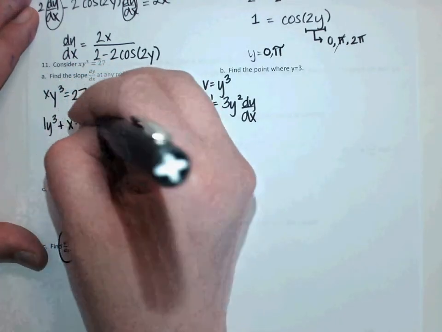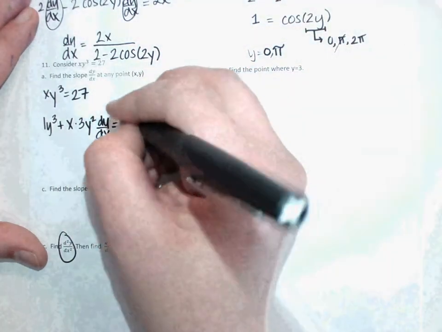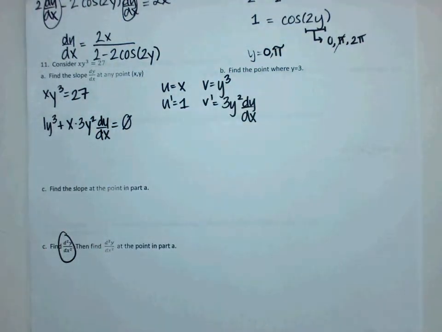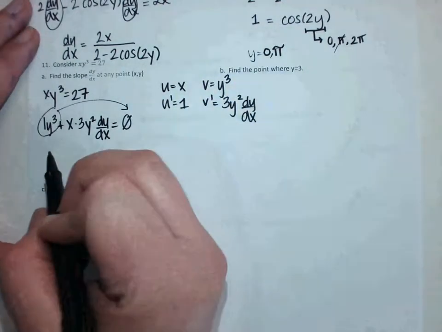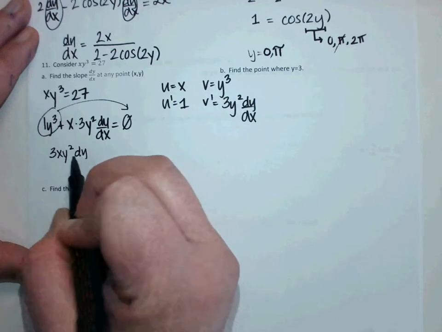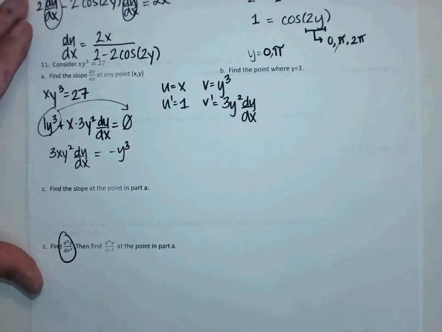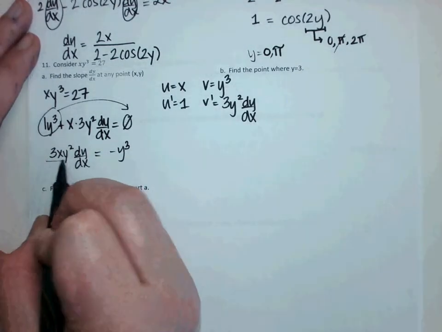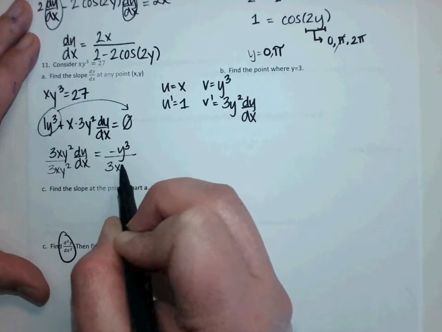You can rearrange that dy dx equals 0. Remember, it's the derivative. Then from there, I have only 2 terms. One of them has to move because it's missing the dy dx. So my y cubed is going to come over here. So I have 3xy squared dy dx equal to negative y cubed. From there, what? Divide by 3xy squared.